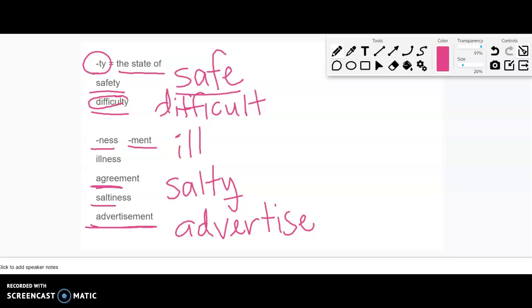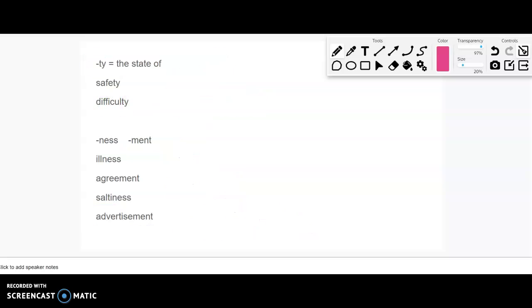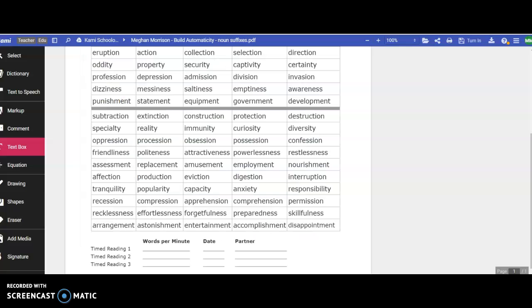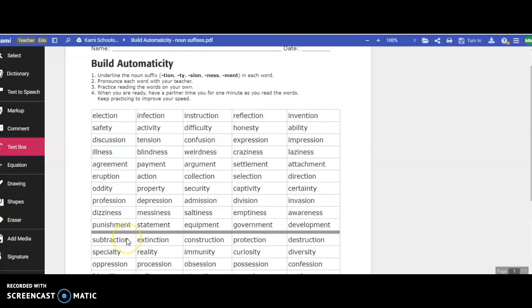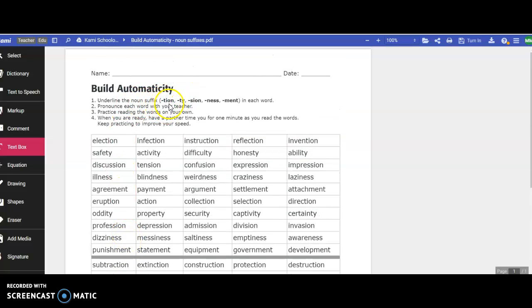Make sure on your assignment that you are underlining the noun suffix. They list them up at the top for you. You are also reading them out loud and recording how many words you get. Now, there's a lot of tricky words on this one, so I wasn't going to record it since I don't think a lot of you use it, but because these words are a little harder, I did record it in case you want to listen to it to hear the words before you practice reading them.